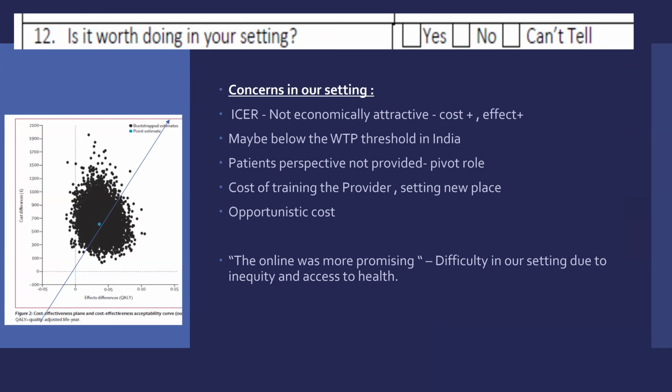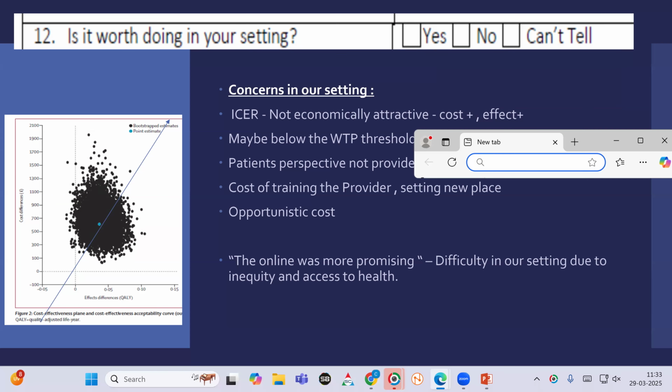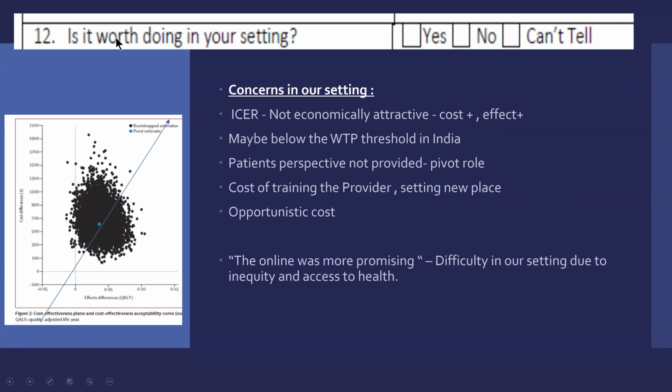So a few concerns in our setting. So this comes to this plane where cost is more, effect is more. So in this plane where your cost is more, this may not be very economically desirable, at least to extrapolate in our setting. The willingness to pay threshold might be different in our country.